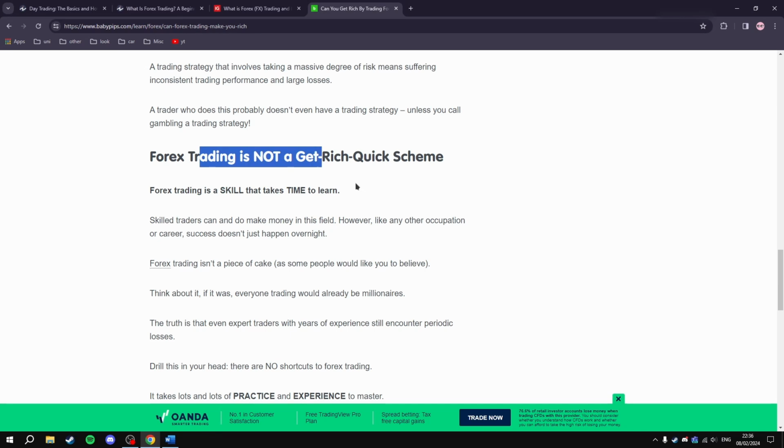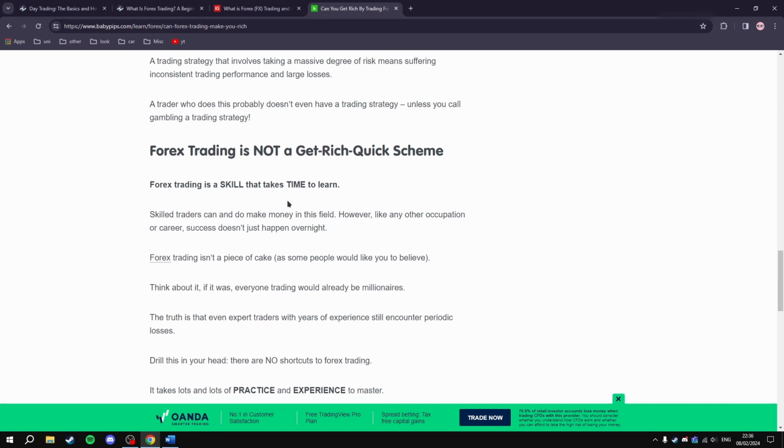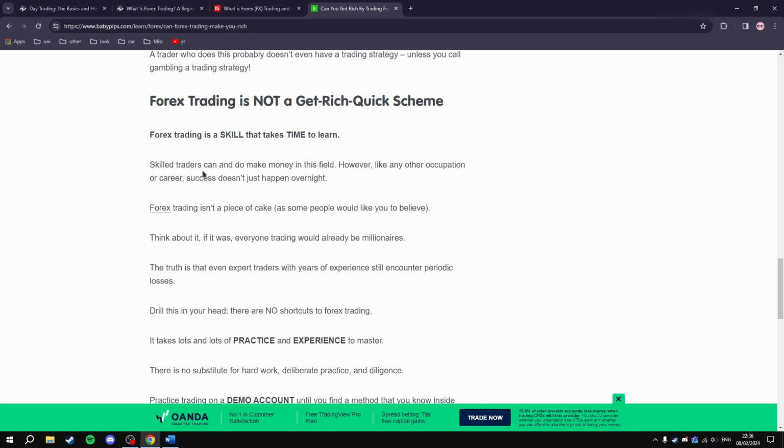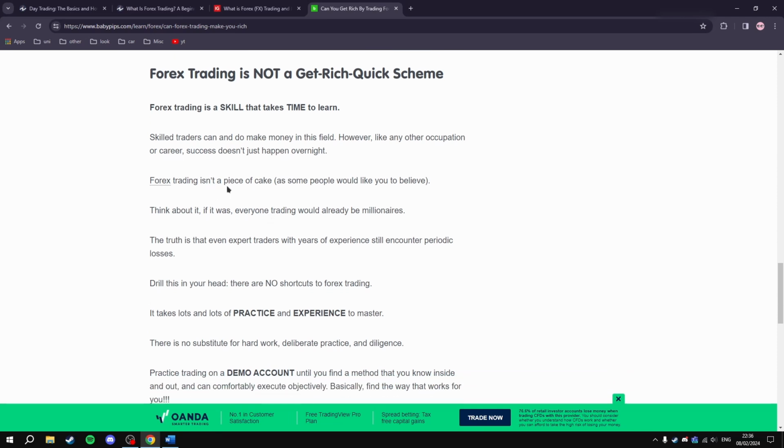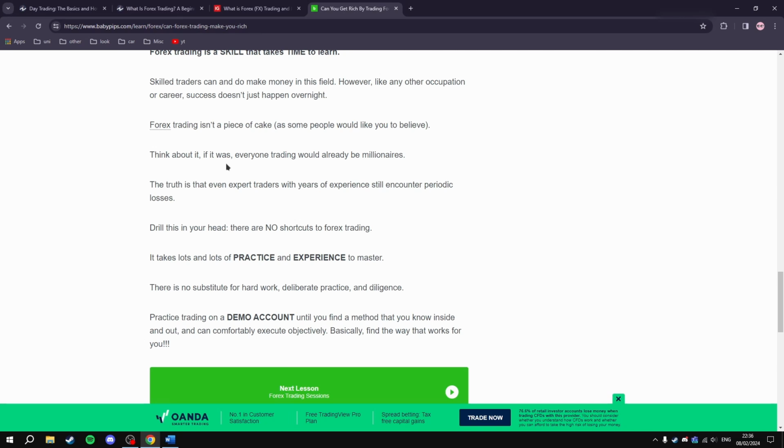Forex trading is not a get-rich-quick scheme. Forex trading is a skill that takes time to learn. Skilled traders can and do make money in this field. However, like any other occupational career, success doesn't just happen overnight. Forex trading isn't a piece of cake, as some people would like you to believe. Think about it, if it was, everyone trading would already be millionaires.